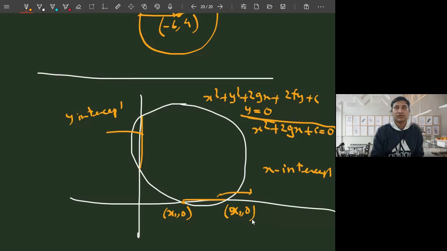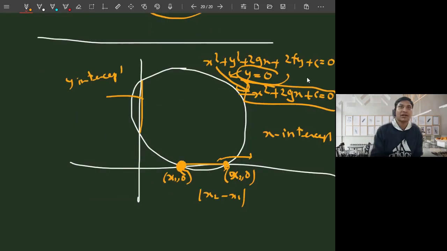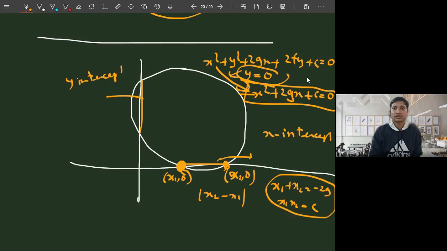This is a simple quadratic equation. All of you can solve it. If you solve it, you get x1 and x2. Once you get these two points, the intercept is nothing but x2 minus x1. Or you can find it another way: if x1 and x2 are the solutions, then x1 plus x2 equals minus twice g, and x1 into x2 equals c. Somehow you can find it from the quadratic equation. Then using these two, you can find the difference, x2 minus x1.